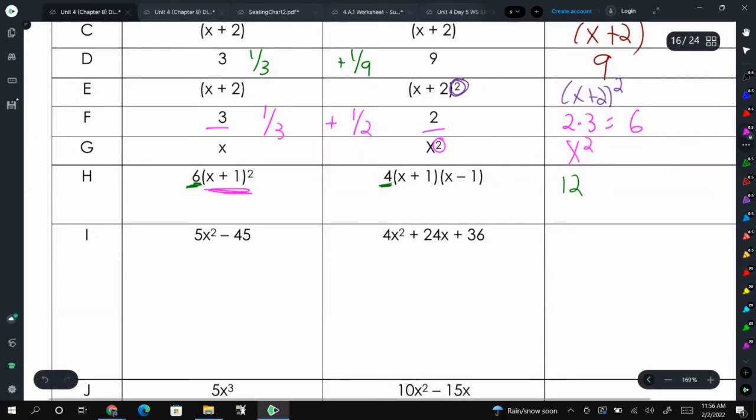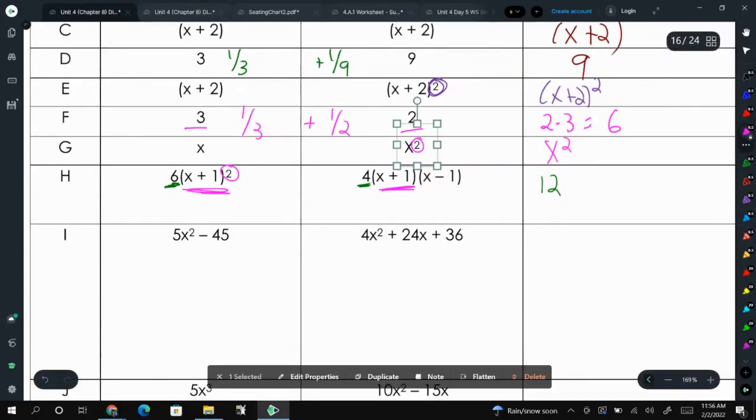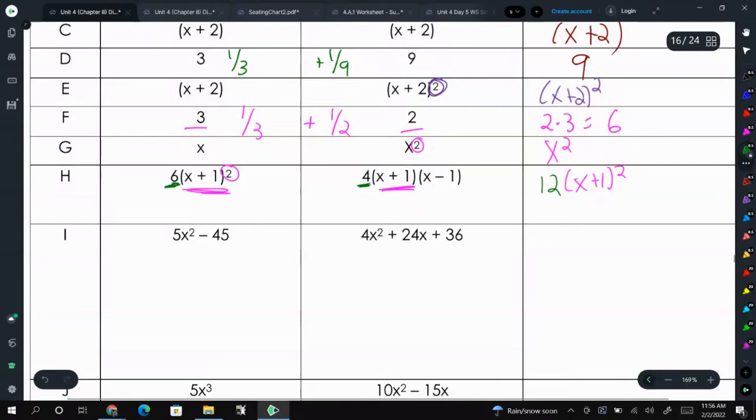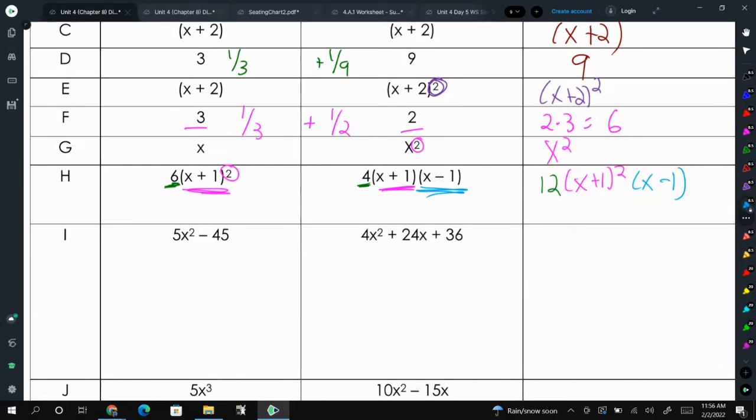Now we have x plus 1 squared and x plus 1. Because the x plus 1 in the first column has the highest exponent, 2, we use x plus 1 squared. And the first column doesn't have an x minus 1, but the second column does, so that means your least common multiple would also have an x minus 1 in it.